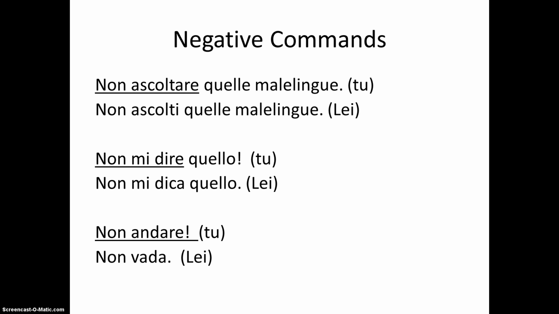For dire, non mi dire quello, don't tell me that. In this case, in the tu form, dire is in the infinitive, but in the lei form, the same sentence, don't tell me that, would use the conjugated lei form. Non mi dica quello. And then we have the tu form of the verb andare. Non andare, don't go. Unconjugated, andare, but conjugated for the lei form. Non vada. So to repeat, negative commands are conjugated exactly the same as positive commands, except in the tu form, which uses the infinitive verb.